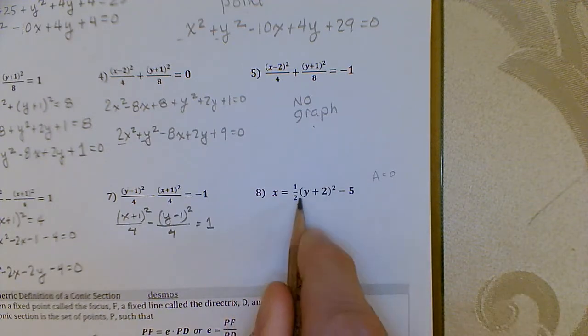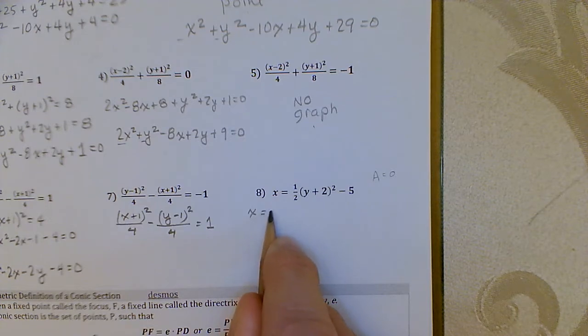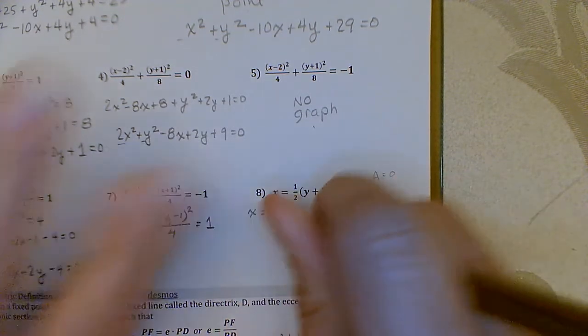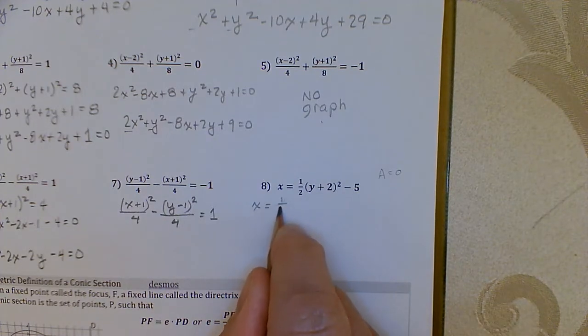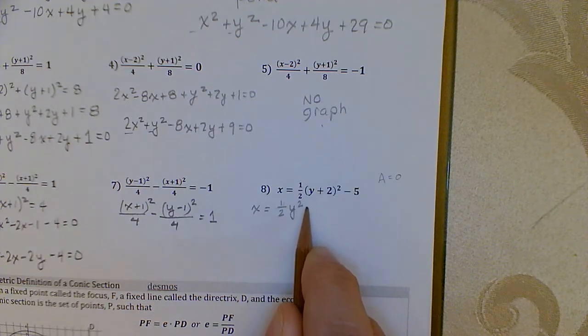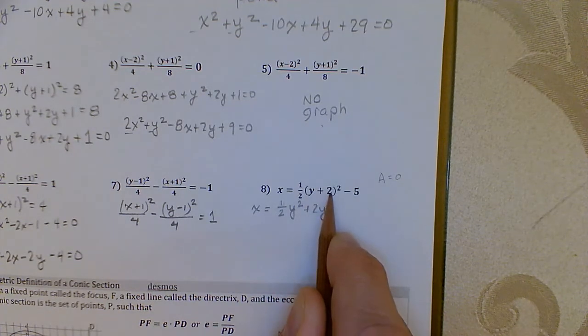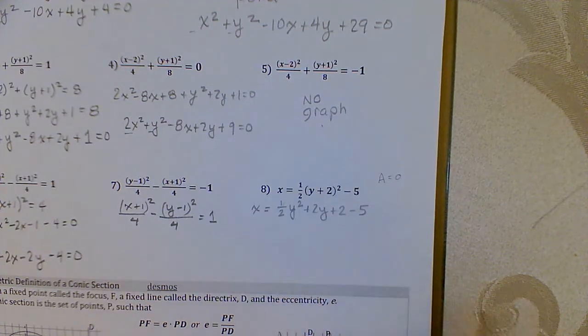All right, so I'm going to expand this and distribute that in, so we get x equals, sorry, x equals 1/2. That's y squared, that would be 4. Half of that is 2y plus 2, and then minus 5. Okay, so I expanded that and distributed the 1/2 in there.